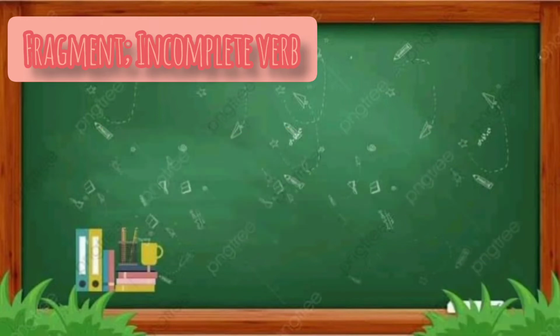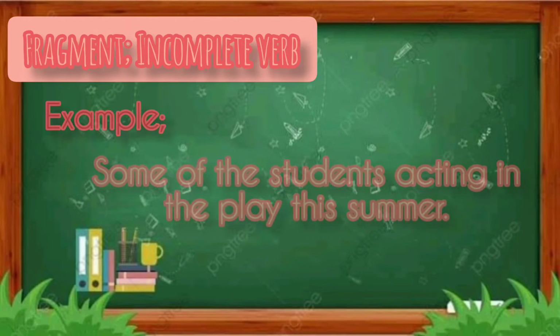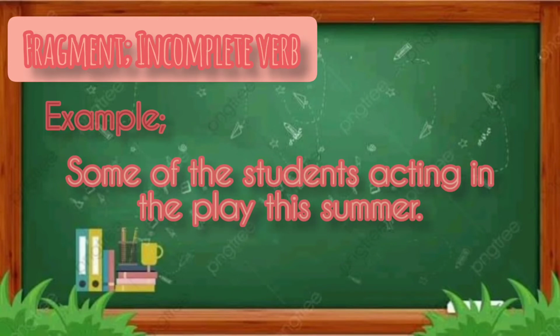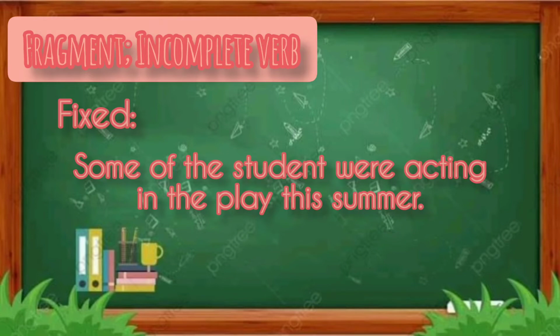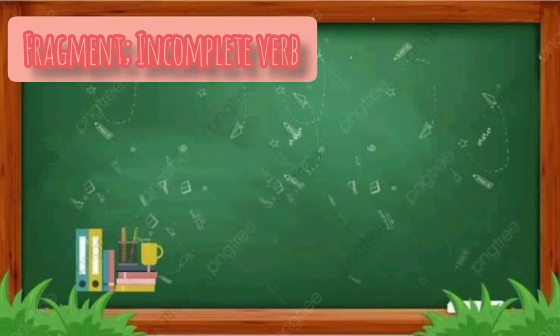Here is an example of an incomplete verb: Some of the students acting in the play this summer. Remember that an -ing verb must have an auxiliary verb with it to function as the verb of the sentence. Without an auxiliary, it is just a verbal, which usually functions as an adjective. Here's how to correct it: Some of the students were acting in the play this summer.